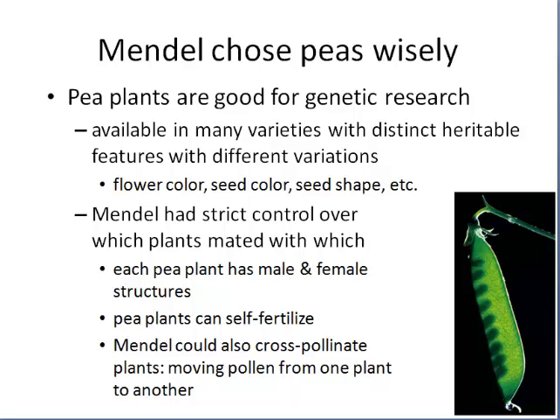aren't just two skin colors like black and white. How is there a variation of skin colors, or how is there a variation in eye color if you only have two alleles? So genetics gets a lot more complicated than what Mendel studied, but he set up a very good foundation for us.